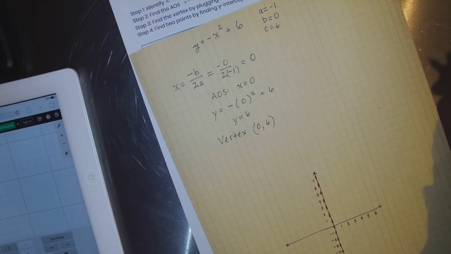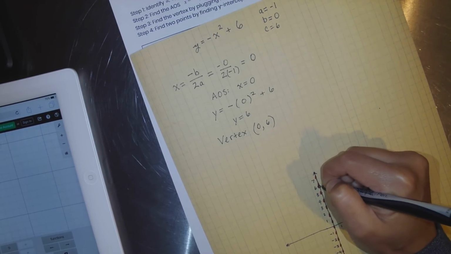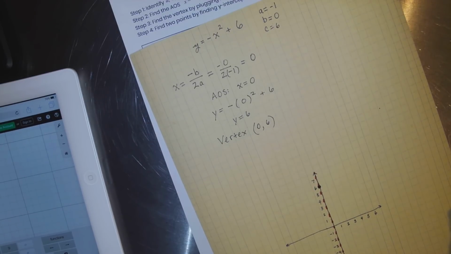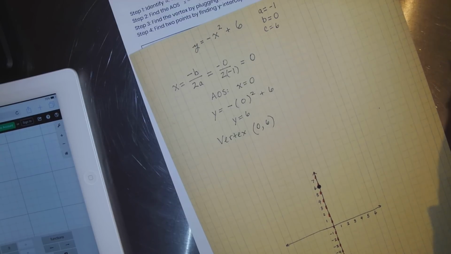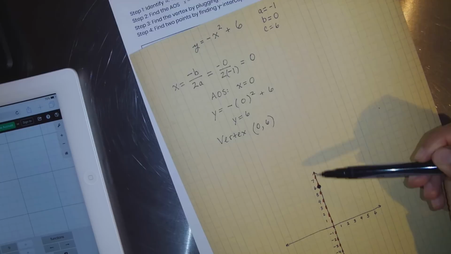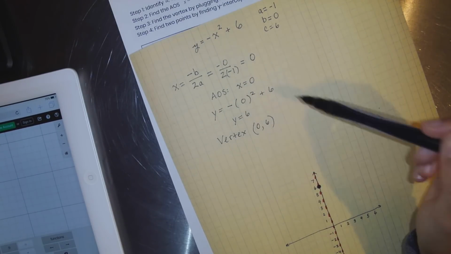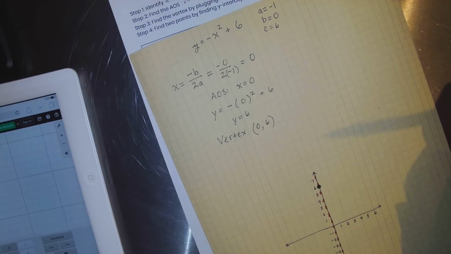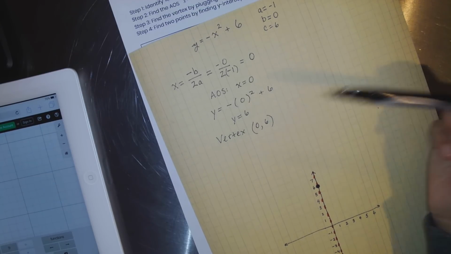Okay, so vertex again is our highest or lowest point. So I have 0, 6. This is a special case because 0, 6 is on our y-axis. So how do we find two other points if our y-intercept is the vertex? This is what we do when the y-intercept is the same as our vertex.